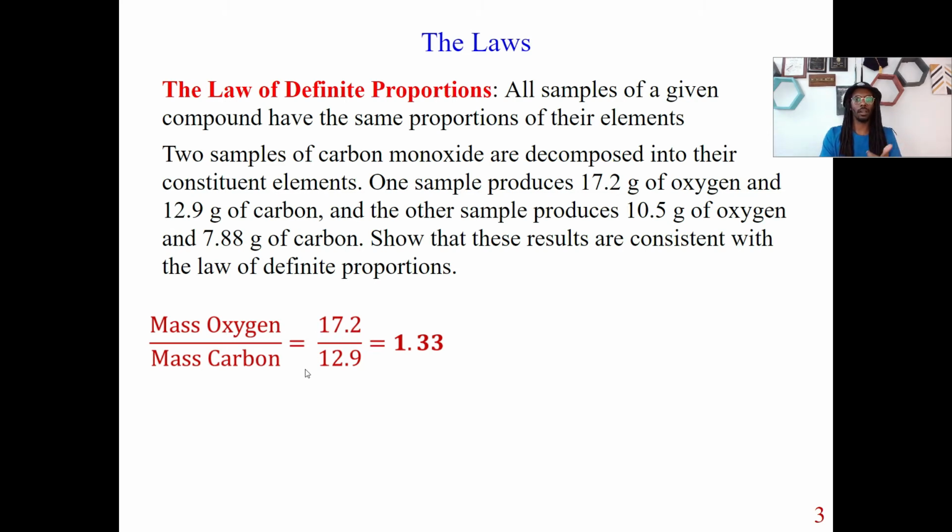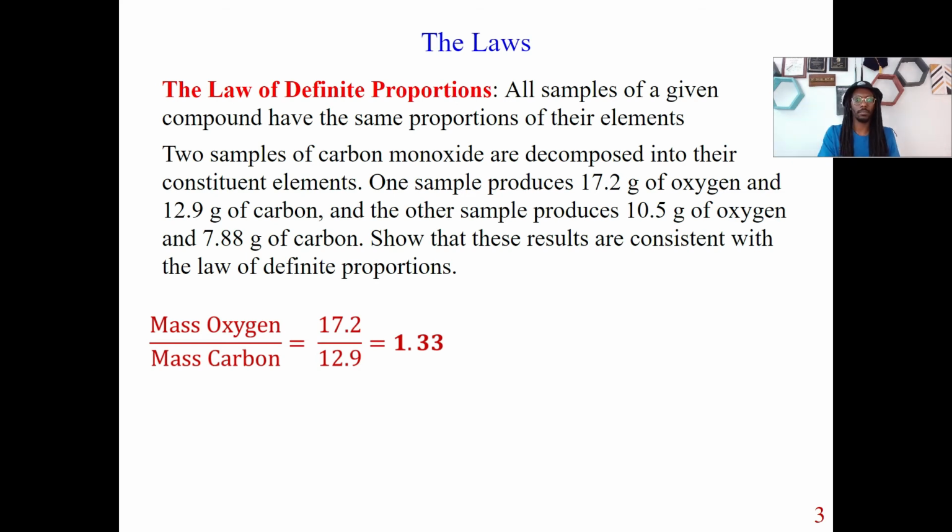And then for my mass of carbon, I get 12.9. So if I divide these two elements to get a ratio, in this case, the ratio I get is 1.3. And this is my ratio for this carbon monoxide compound. I should always have this amount of oxygen over this amount of carbon. It's always going to be 1.3. It should be, at least.